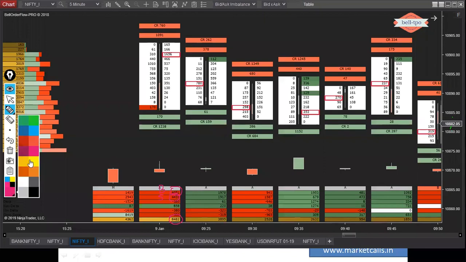Maybe I'll better choose a different color. Yeah. So buyers here, and the second one is sellers here. Of course, it's a software control, right? So total number of buyers and total number of sellers. It gives you a bifurcation at each and every price level.